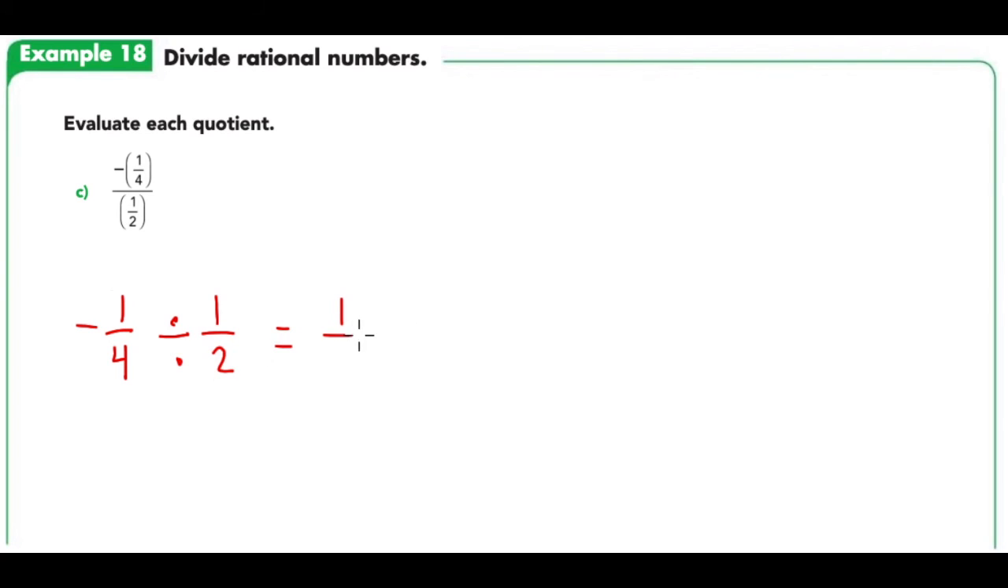The 1/4 stays the same. Division becomes multiplication, and then 1/2 gets flipped to 2 over 1. 2 and 4 share the multiple of 2. 2 goes into 2 once. It goes into 4 twice. That leaves us with 1 times 1 on top, which is 1, over 2 times 1 on bottom, which is 2. So the opposite of 1/4 over 1/2, that would be equivalent to a negative 1/2.